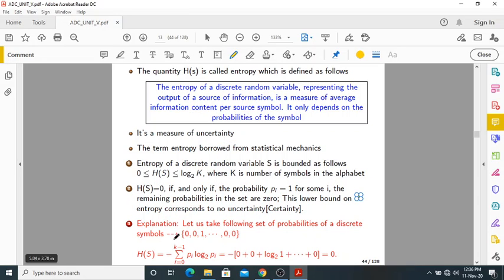Now, this is the explanation. Let us take the following set of probabilities of a discrete symbol. One symbol has a probability of 1. Obviously, the remaining symbols should have 0 probability. Now, if it is so, you get entropy 0. You go with these calculations. Is it okay, all of you? I told you already, you must know some probability theory to understand information theory.